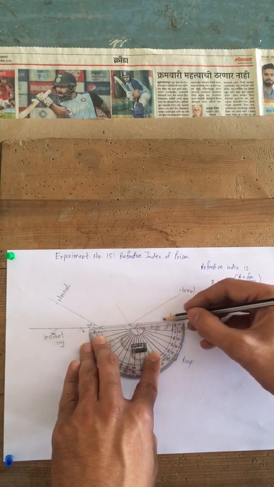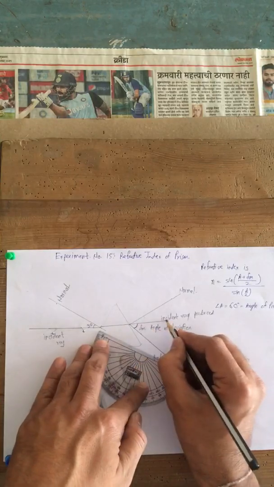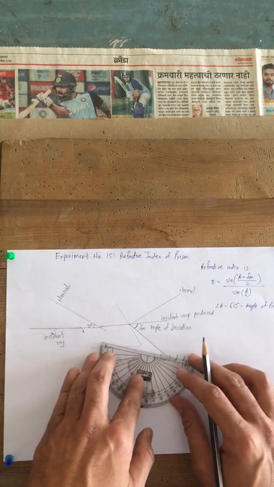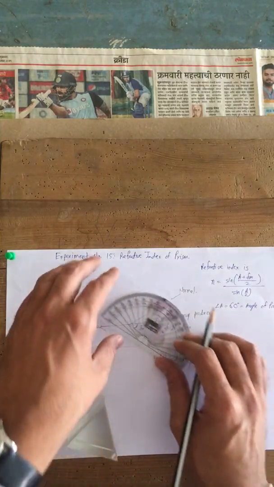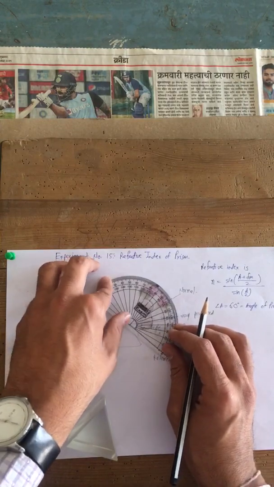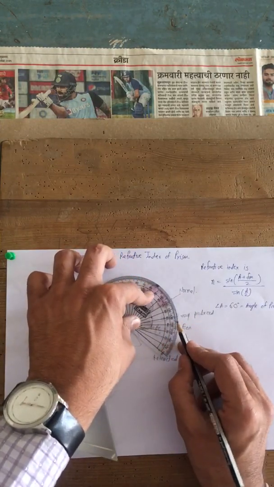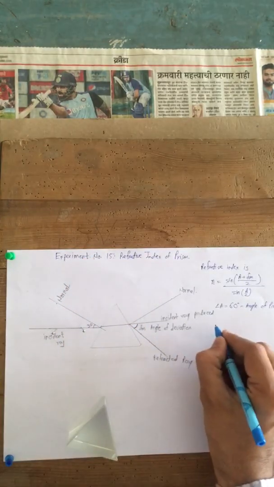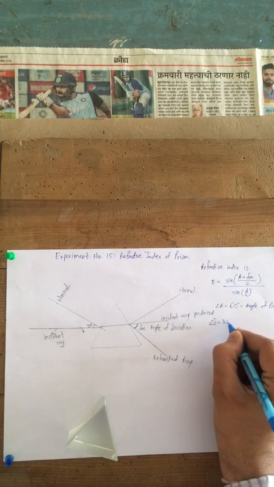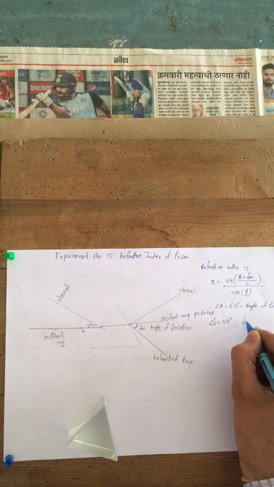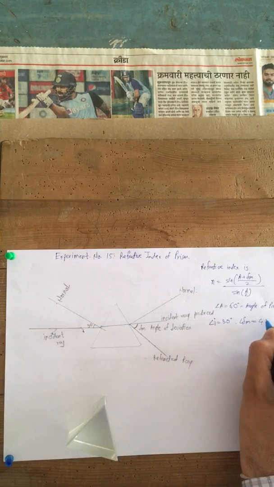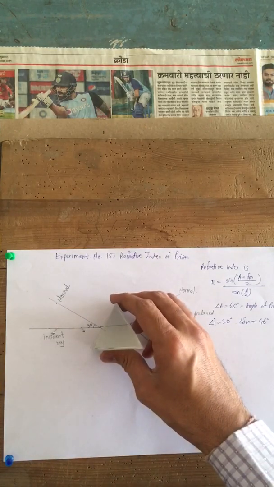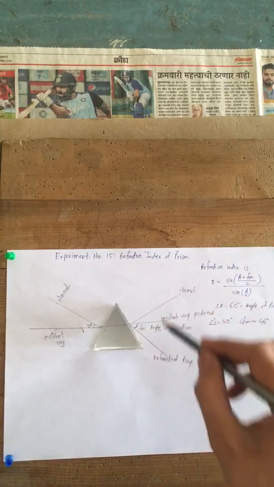Okay. And see this. So this angle between the incident ray and the refracted ray, this angle is called the angle of deviation. Okay. ये एंगल आपको मेजर करना है. With the help of this D I am going to measure this angle. Okay. And this angle is found to be 46 degrees. Okay. For an incident angle of 30 degrees, the angle of minimum deviation is 46 degrees.